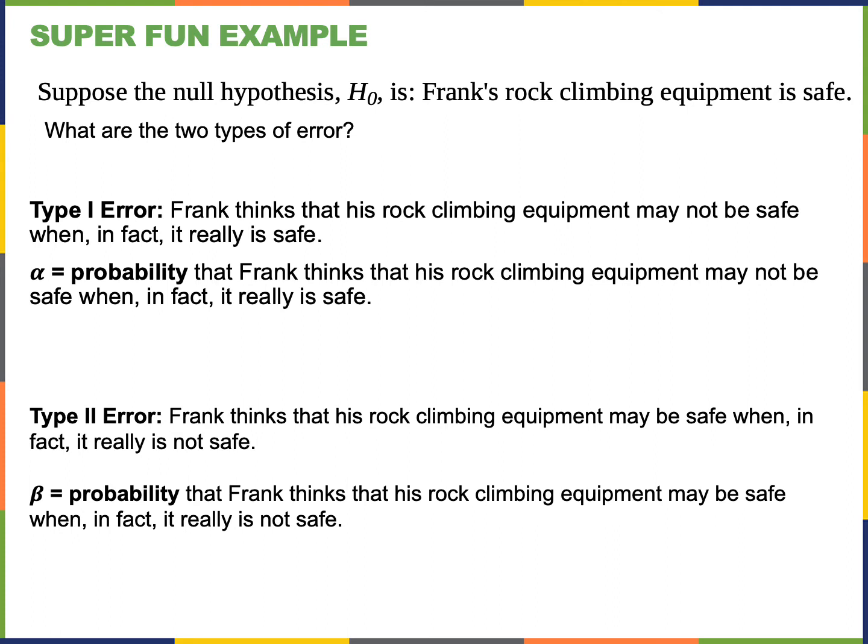Now, which one do you think is more dangerous or has greater consequence? If you said type 2, of course. How crazy. You're going to think it's safe, you're going to happily climb with your rock climbing equipment, and it's going to fall apart on you. And oh my gosh, that's a really bad thing. So in this case, the type 2 error was of greater consequence.